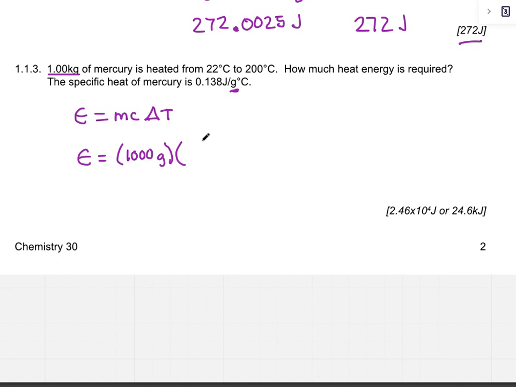Now, mercury is not in our data book, so it's a good thing they bail us out in the question here. And you can expect this. We're pretty good on our exams. Either stuff will be in the data book or we will take care of it in the question. We're not going to ask you to memorize the specific heat of aluminum or anything goofy like that. So there's our mass. There's our specific heat for mercury. Temperature change. We're going from 22 up to 200. 200 take away 22 is 178 degrees.